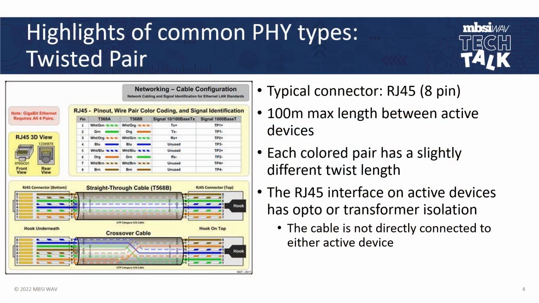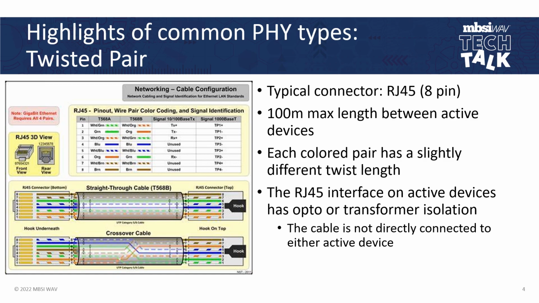So here are some highlights of some common physical layer types concerning the twisted pair. A typical connector is an RJ45. It's an 8-pin plug that has the pairs connected in a very specific manner. There are some standards for that. We're not going to go into those standards because that could be a course all on its own. But typically, 100 meters maximum length between active devices.